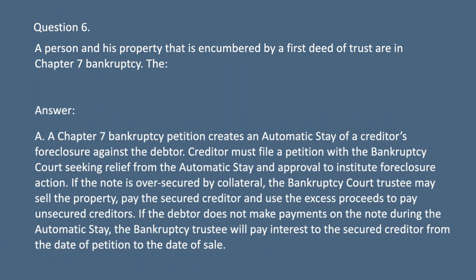A Chapter 7 bankruptcy petition creates an automatic stay of a creditor's foreclosure against the debtor. The creditor must file a petition with the bankruptcy court seeking relief from the automatic stay and approval to institute foreclosure action. If the note is oversecured by collateral, the bankruptcy court trustee may sell the property, pay the secured creditor, and use the excess proceeds to pay unsecured creditors. If the debtor does not make payments on the note during the automatic stay, the bankruptcy trustee will pay interest to the secured creditor from the date of petition to the date of sale.